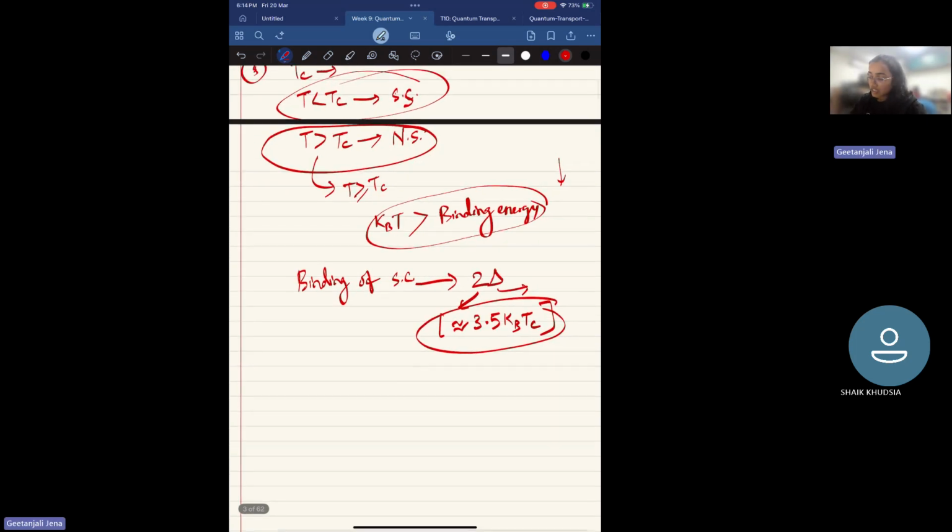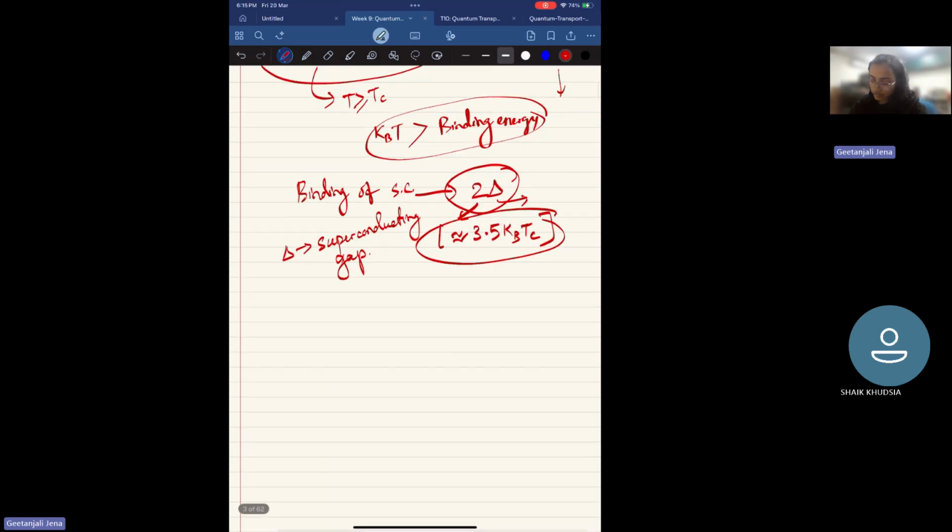Okay. So this is about the superconducting state, how they are formed and where they are formed. They are formed around the Fermi energy, within a gap of ħω_D around the Fermi surface. And the binding energy of the superconducting state is 2 delta. Remember, delta is the superconducting gap. So this is the definition of the superconducting gap.